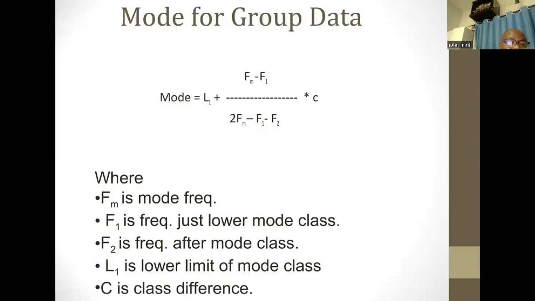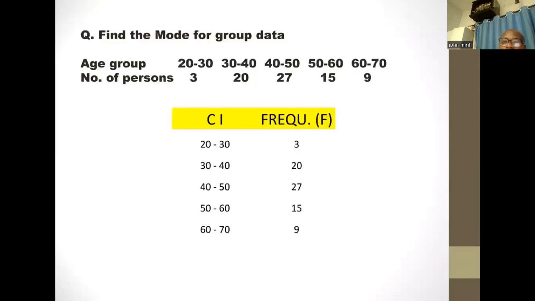In this case, you can see that FM is the mode frequency. F1 is the frequency just below the mode class, and F2 is the frequency after the mode class. L1 is the lower limit of the mode class, and C is the class difference. What do I mean when I talk of that? Now, let us see this data so that you see whether you can calculate the mode.